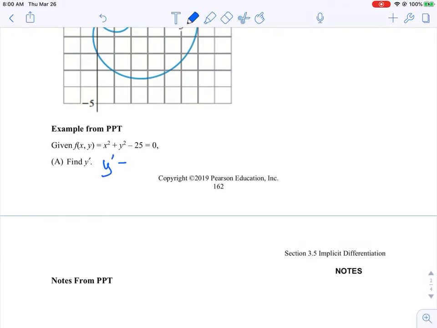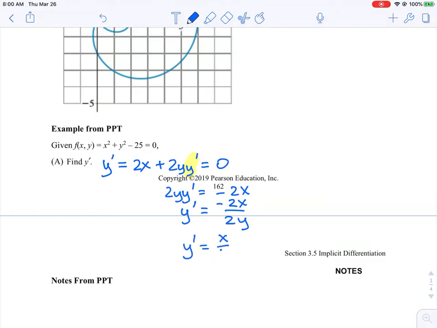Find y prime. Well, y prime is going to equal the derivative of x squared, which is 2x, plus the derivative of y squared. Now, y squared is 2y, but then we still have a y prime. The derivative of negative 25 is 0, and then you solve for y prime. So the first thing we need to do is move the 2x. And then just like any other problem, we're going to divide by 2y, and we're going to simplify.